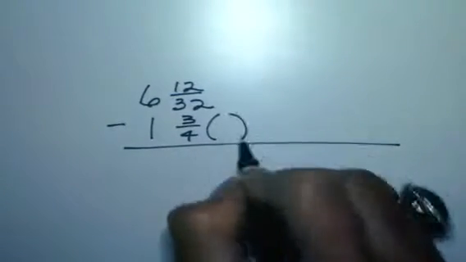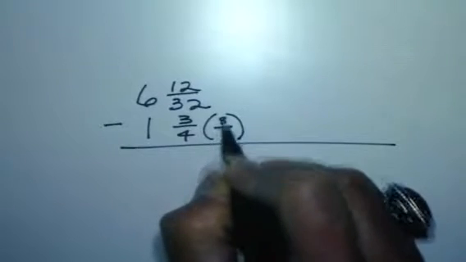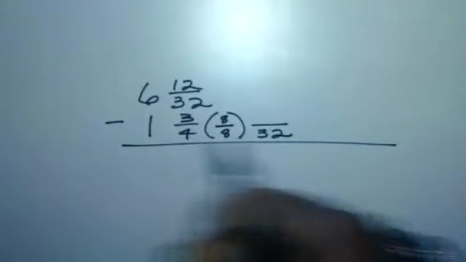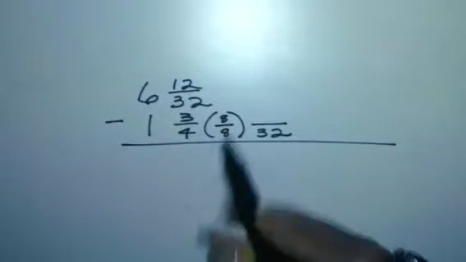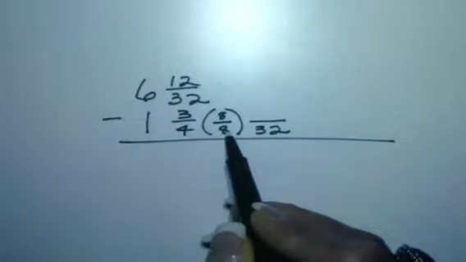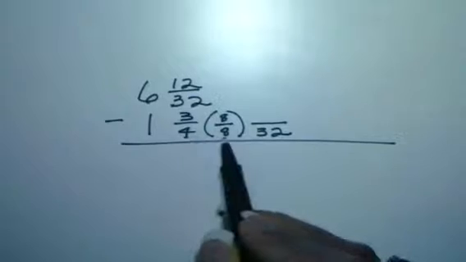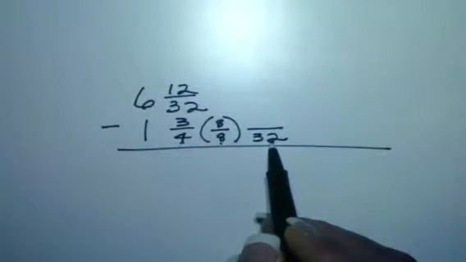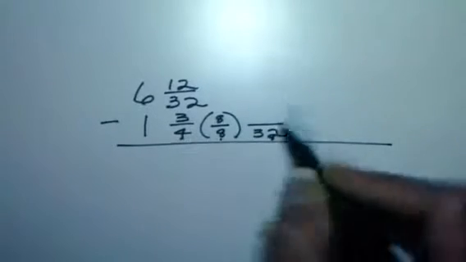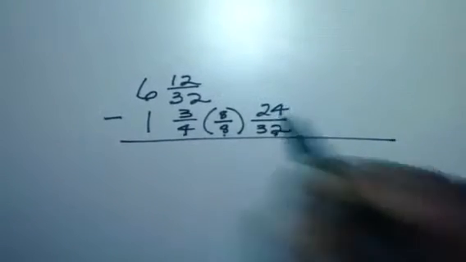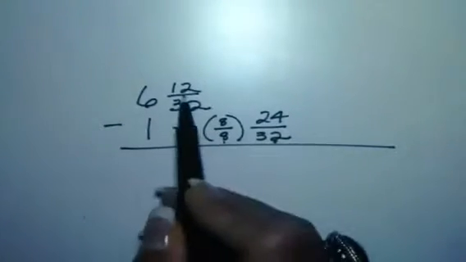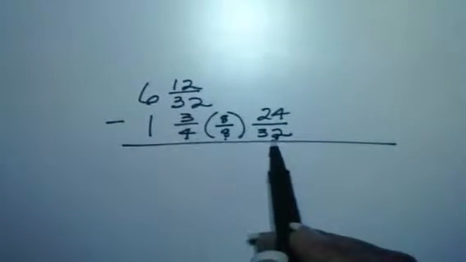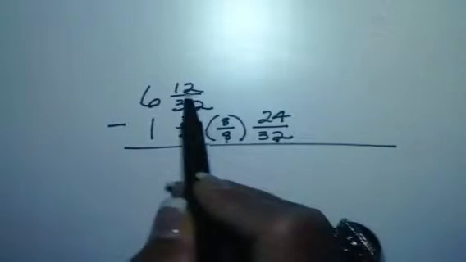So I'm going to multiply this times a fractional 1 of 8/8 to create an equivalent fraction that has a denominator of 32. And I know that my fractional 1 will be 8/8 because 4 times 8 equals 32, and 32 is my LCD. 3 times 8 will give me 24. Now I have 12/32 minus 24/32, and I have a problem because I can't take 12 minus 24.